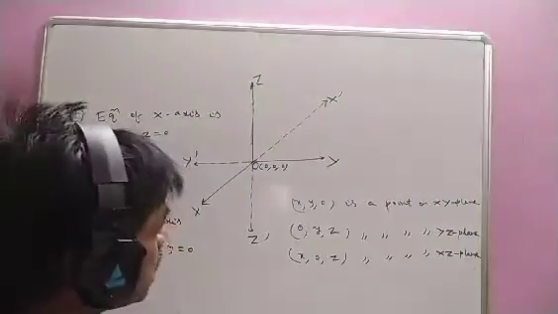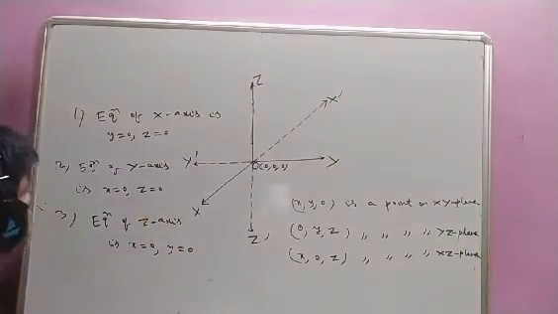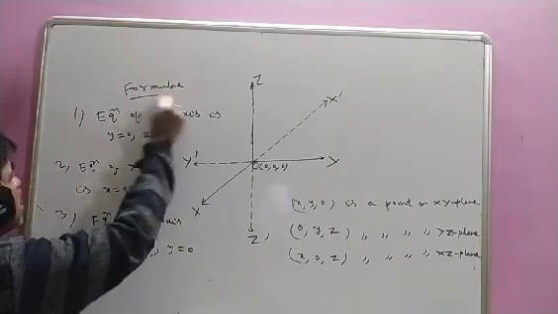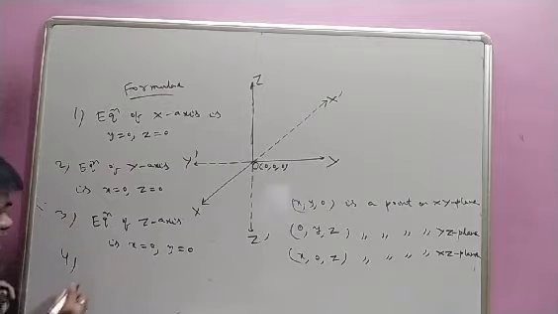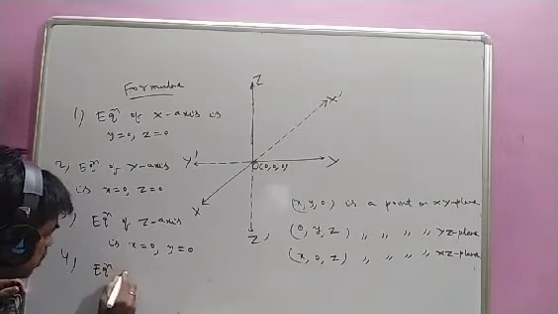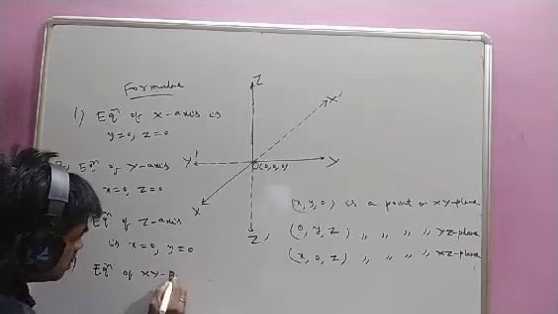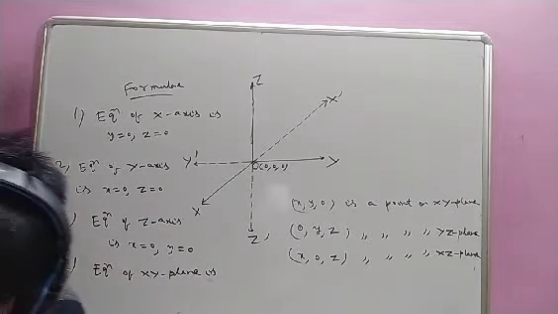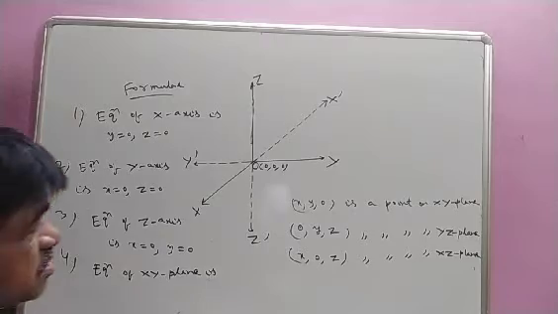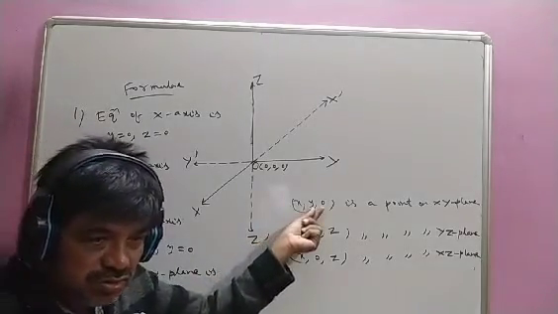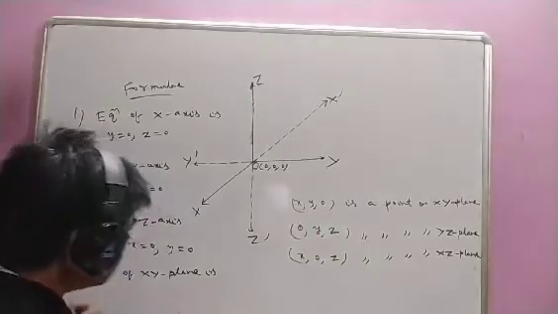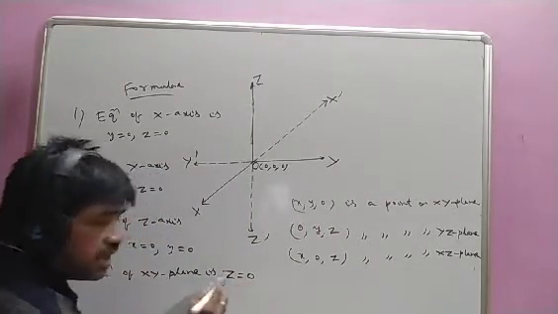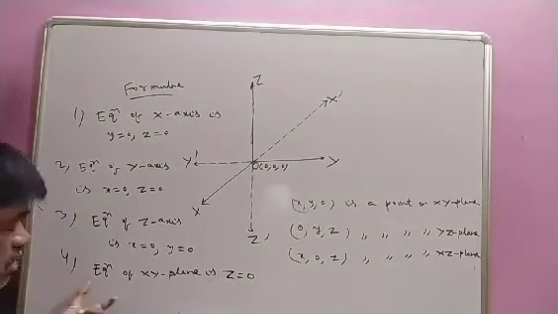Okay, these are your formulas. This is formula 1, this is 2, this is 3. Number 4 you write. Suppose somebody asks you what is the equation of the xy plane. Equation of the xy plane is what? You see, on the xy plane the z coordinate is 0. It has only x and y coordinates. So z is equal to 0. If the equation is z equal to 0 in 3D, that means it is the xy plane.